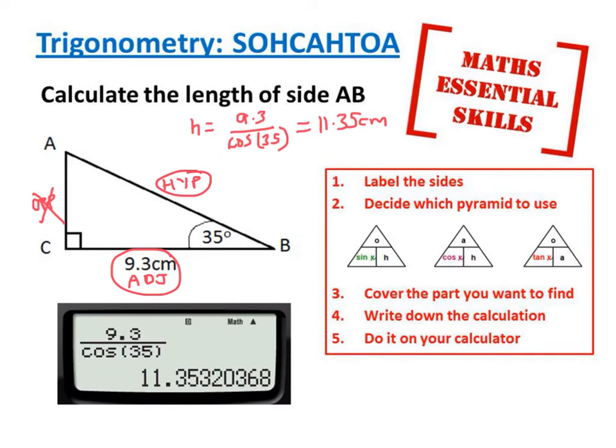And here for summary is that entire question again, along with the calculator display, which is shown on my calculator here on the bottom left, and also on the right hand side the 5 steps that I did. I labelled the sides, I decided which of the SOHCAHTOA pyramids to use, I covered up the part I wanted to find out, in this case it was the H, I wrote down the calculation, A divided by cos, 9.3 divided by cos of 35. I did it on my calculator and I wrote down the answer.